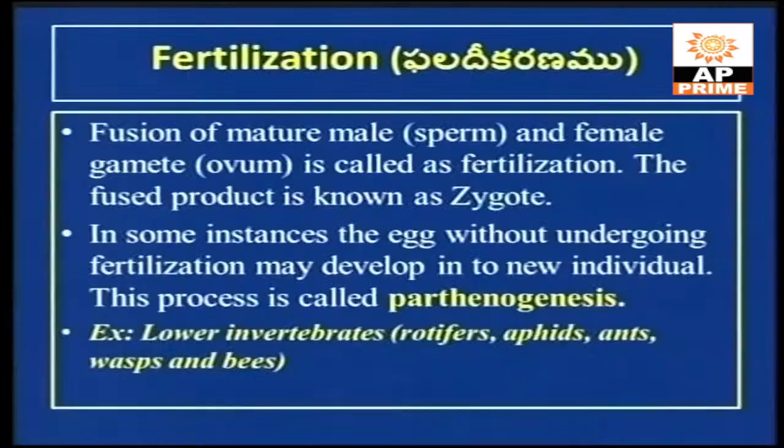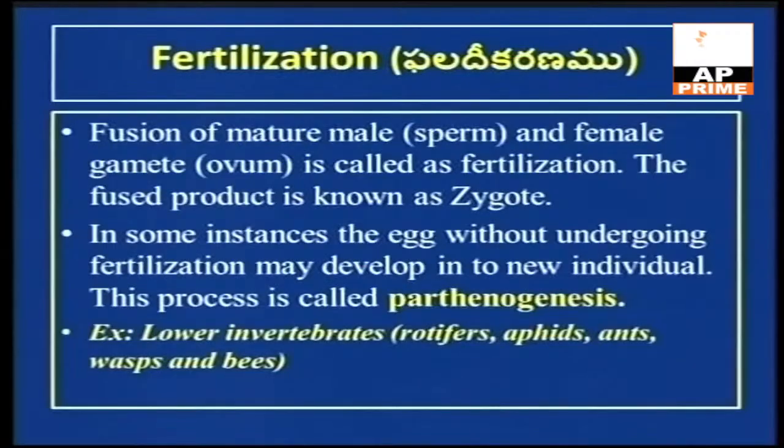This process is called parthenogenesis. The female has 32 chromosomes and the male has 16 chromosomes. If they are fused, they form female bees, or without the fusion they develop into male bees. Examples are lower invertebrates, rotifers, aphids, ants, wasps and so on.